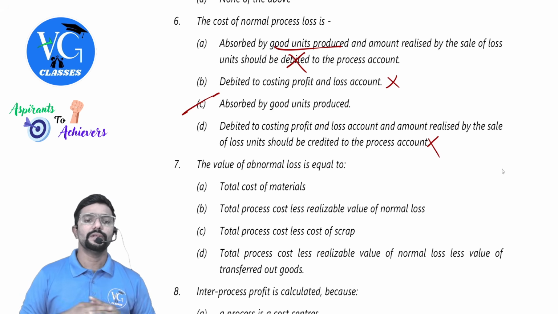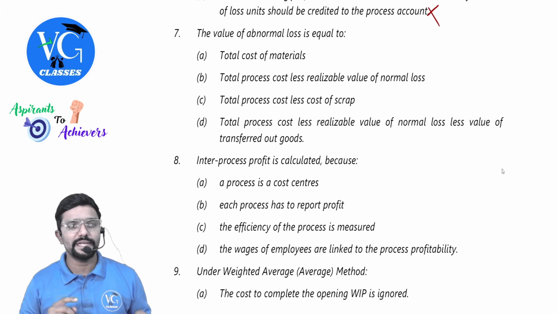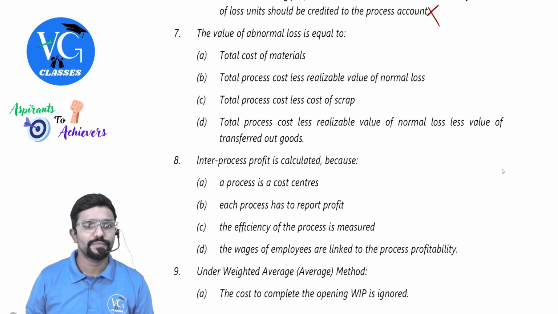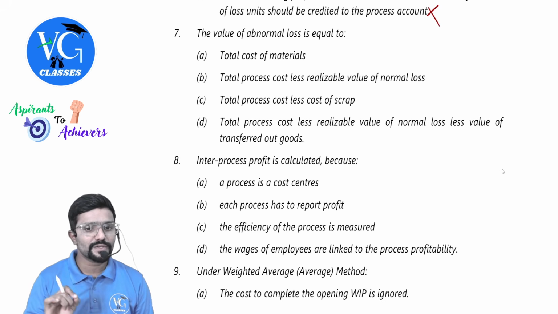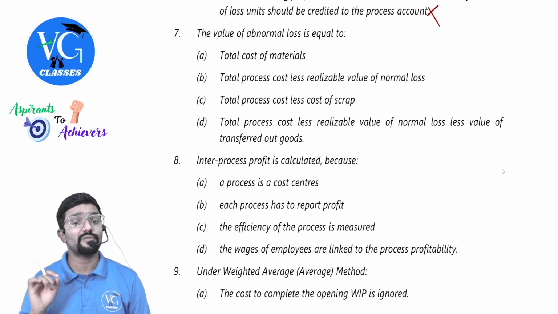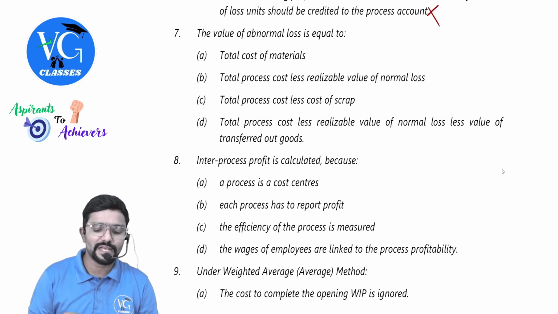Clear? Yes, sir. The value of abnormal loss is equal to the total process cost less realizable value of normal loss, that is, total process cost less cost of scrap, less realizable value of normal loss, less value transferred out to goods. That is nothing but output transferred to the next process. What is the answer, guys?